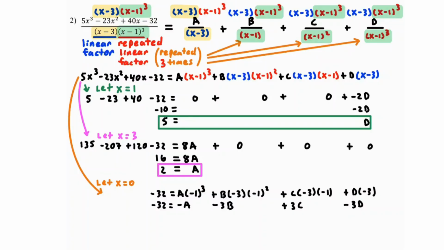Since we already solved for a and d, we'll substitute those in. A was 2 and d was 5. Substitute in, simplify, and then add on both sides. We get negative 15 is equal to negative 3b plus 3c. Since everything is divisible by negative 3, let's divide by negative 3. So we get 5 is equal to b minus c. So here we have b and c left, and we can't really do anything else with it yet. So we'll need more space, so we'll move on to the next page.